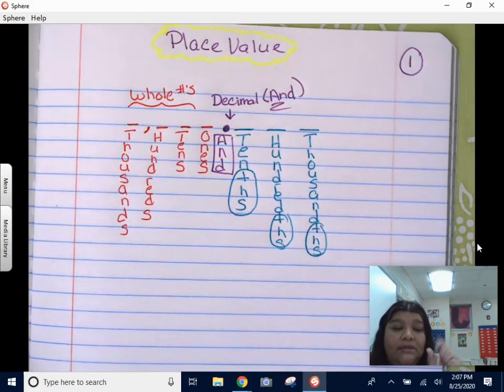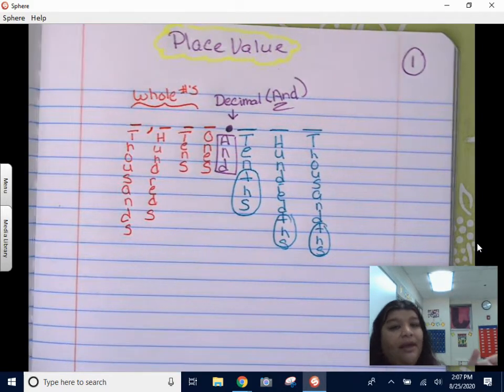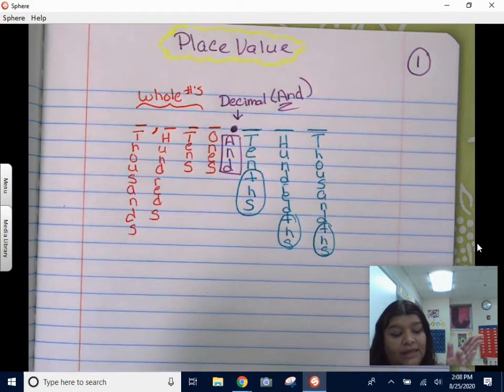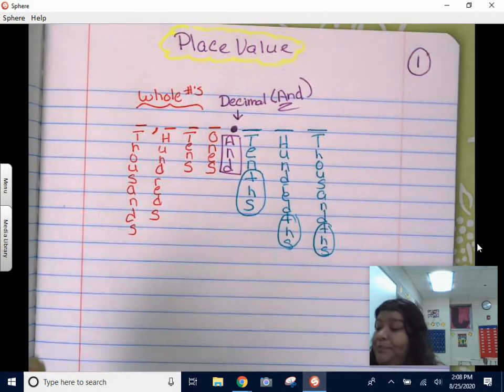And that tells me there's a decimal point between the whole number and the decimal place values, okay? That separates the two, okay?